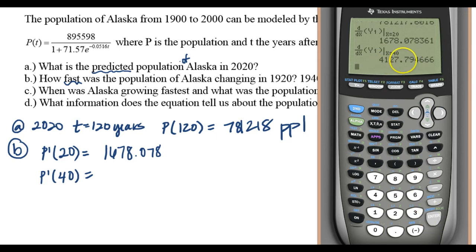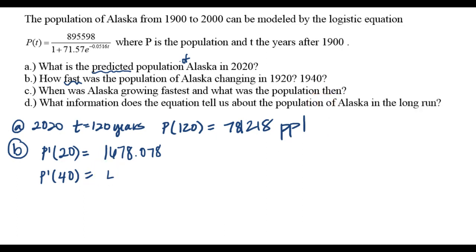So 4,127,794. So these are the two rates, how fast the population was changing in 1920 and in 1940. The units of this would be people per year.